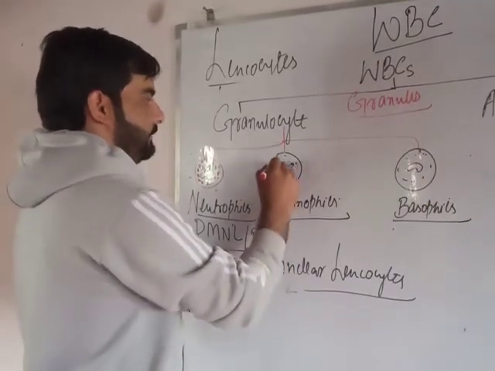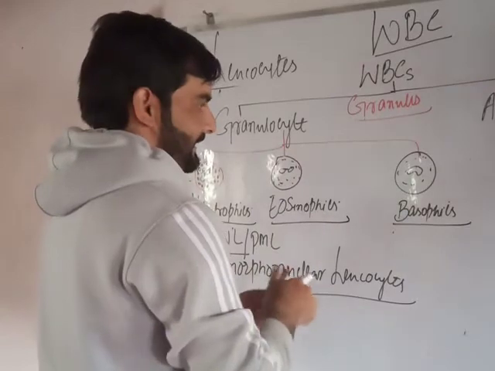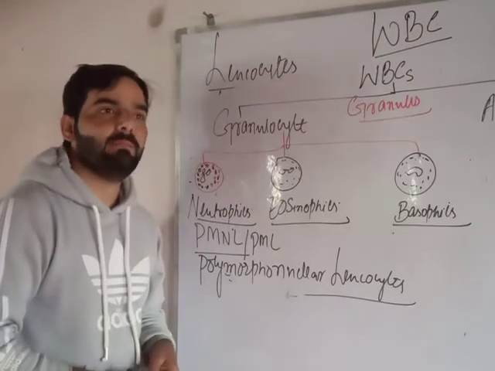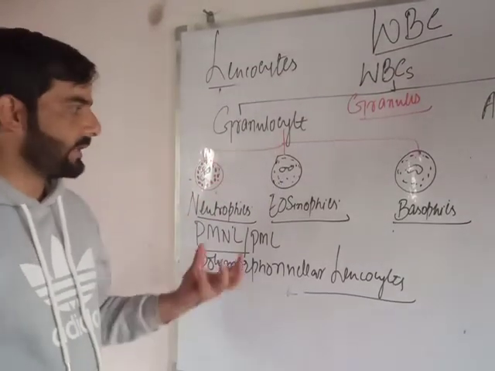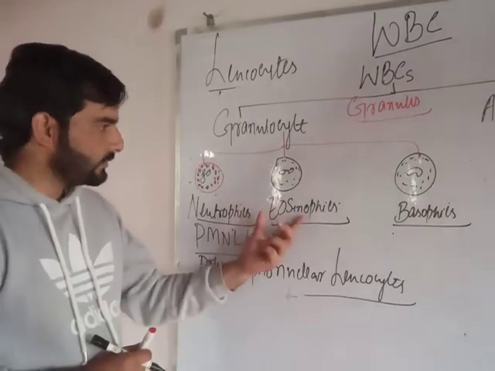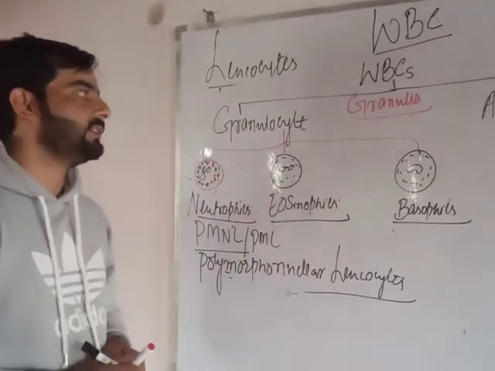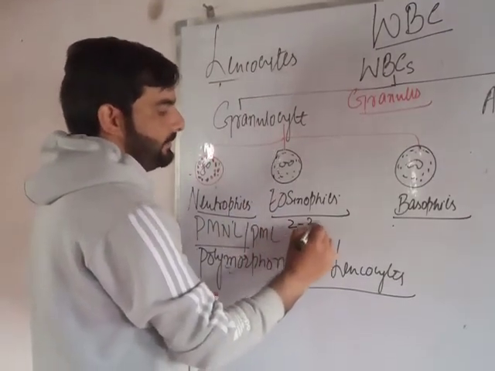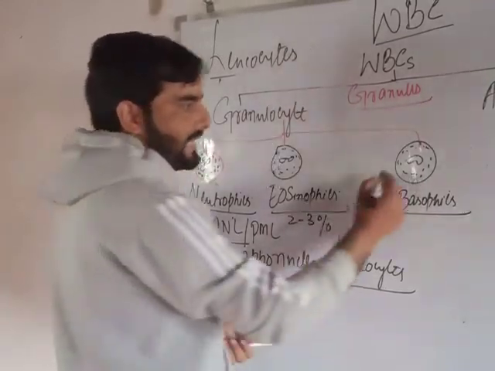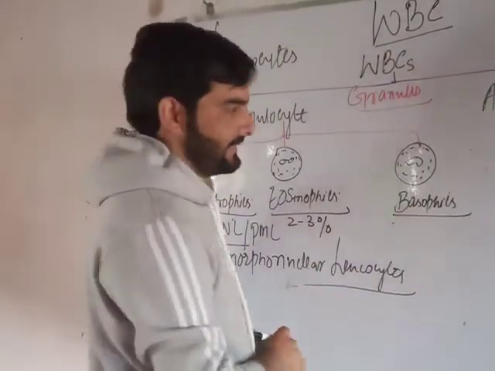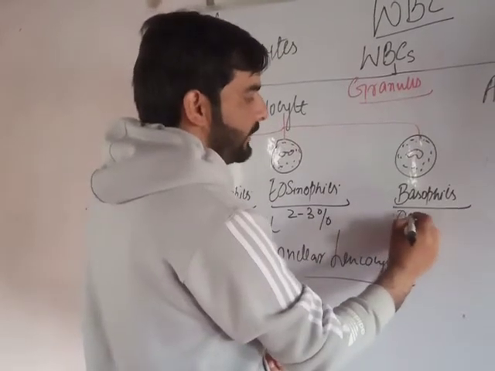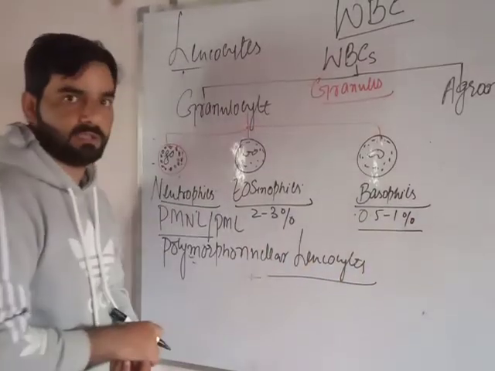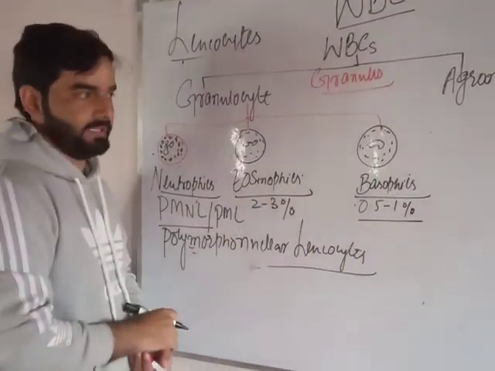I can write here. This is eosinophil. This is basophil. All the three types contain granules. They produce heparin, they produce histamine. These are some chemical substances. We are going to discuss them. So eosinophil, basophil, and neutrophil are three types of the granulocytes. Now, eosinophils constitute 2 to 3% of the total TLC, while basophils are the least in number, 0.5 to 1% of the total TLC, total leukocyte count. You will remember this about basophils.